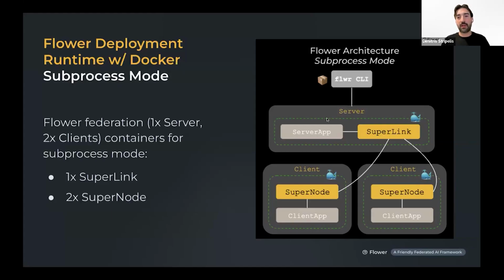As you can see on the right-hand side, we have the server. The server is a single Docker container. We build one single Docker image and spawn one single Docker container that contains both the superlink and the server app. On the client side, similarly, we have one single dedicated image. We create one image and then spawn another container, and we have the supernode and client app both within the same container. This happens for every other client in our federation. Again, this is the subprocess mode. So the server app and superlink are co-located on the same container, and the supernode and the client app appear together on the same container.